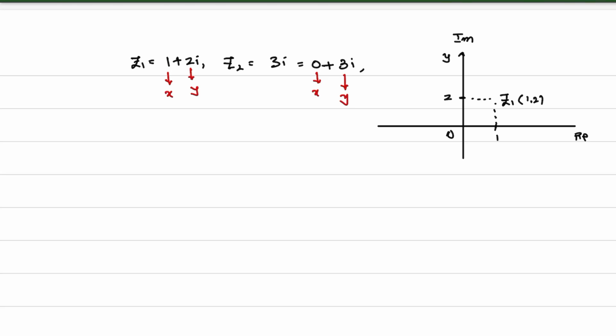And Z2. What is Z2? 0 on the x-axis, that means it lies on the y-axis, and 3 on the y-axis. This is Z2, (0, 3). 3i means (0, 3), nothing on the real line. I am explaining this; don't take this much time in solving the question. I am explaining so that you will understand better the geometry involved.